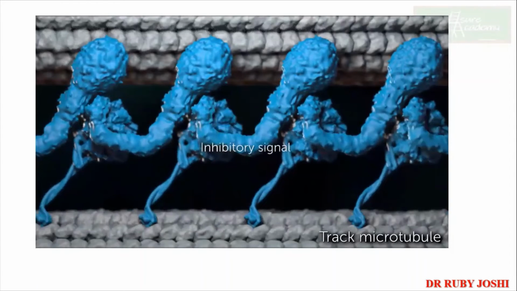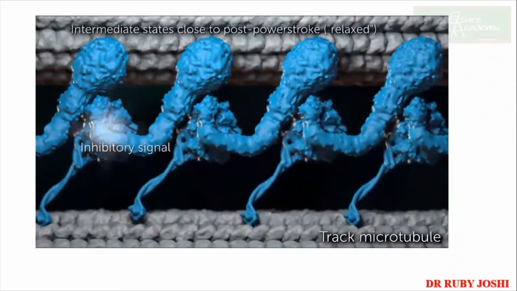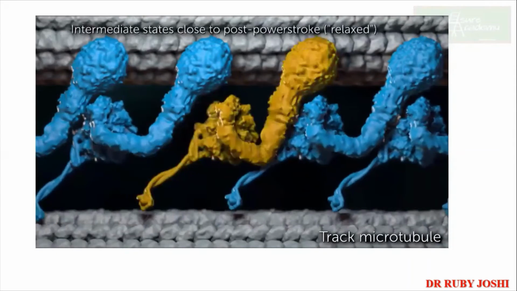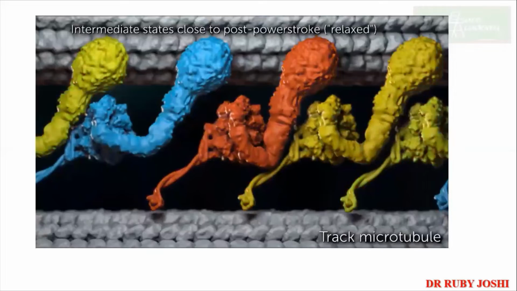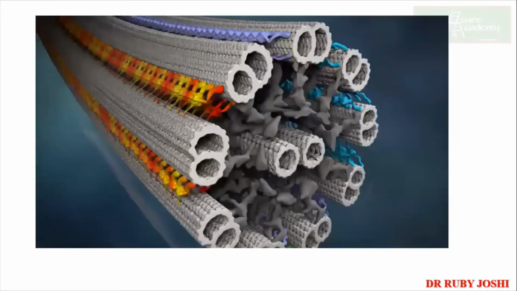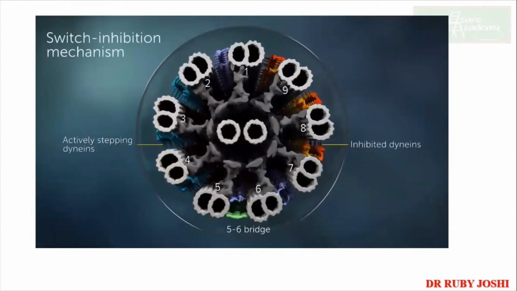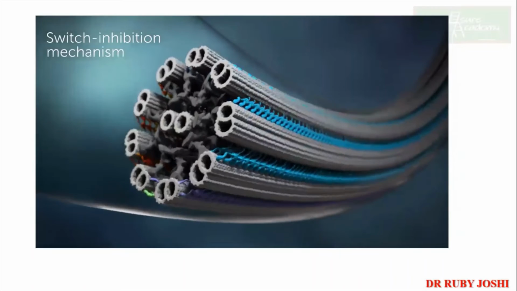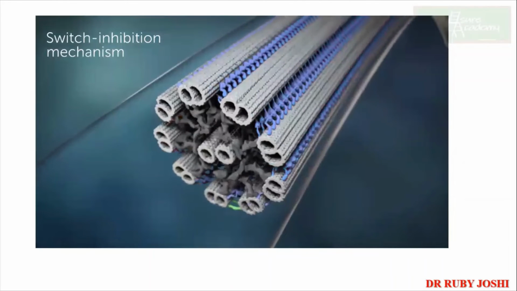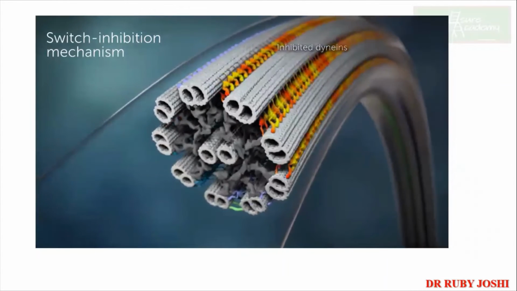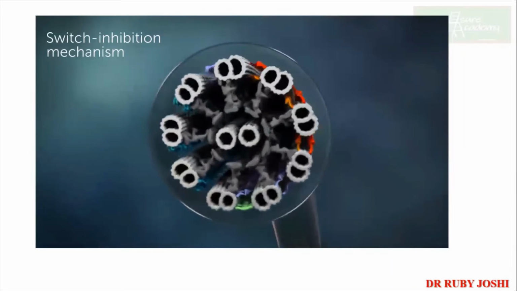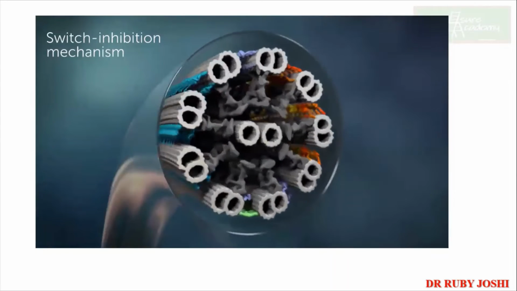However, if dyneins receive inhibitory signals, they can be kept in intermediate states that resemble the post-power stroke state, leaving them unable to generate motion. Our direct visualization of specific dynein conformations on either side of the flagella suggests a switch inhibition mechanism generates the flagellar beat. As one side is inhibited, the other side is active. In our model, regulatory signals result in inhibited dyneins on one side. This allows dyneins on the opposite side of the flagellum to walk along the microtubules.